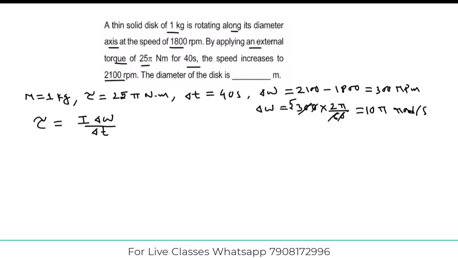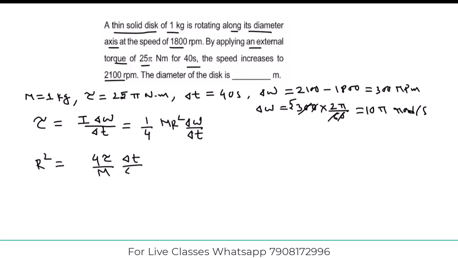Now, the given object is a disk. We know that the moment of inertia for a disk about its diameter is 1/4 m r square. So, torque is equal to 1/4 m r square into delta omega divided by delta t. So, from here r square is 4 tau by m into delta t by delta omega. Now, put the values of all these.